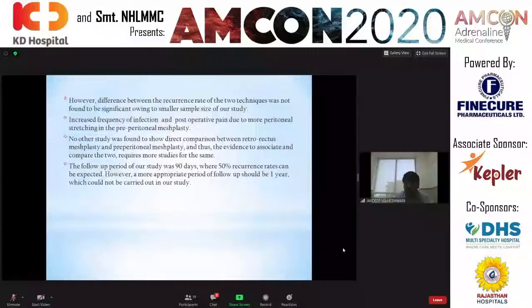However, the difference between the recurrence rate of the 2 techniques cannot be commented on because of the smaller sample of the study, and the follow-up period was of just 90 days, whereas a 50% recurrence rate can be expected. However, a more appropriate period of follow-up should be 1 year, which could not be carried out in the study. Thank you.